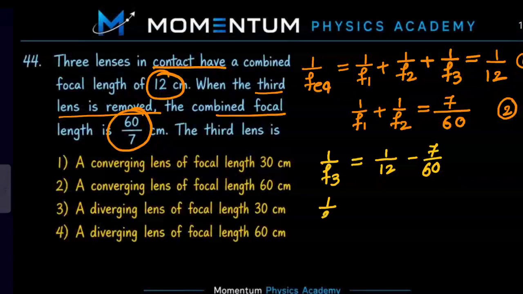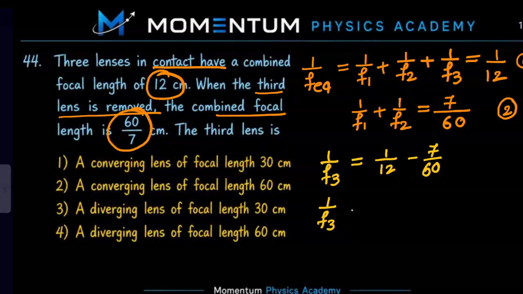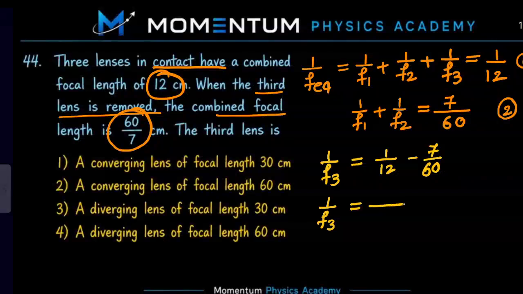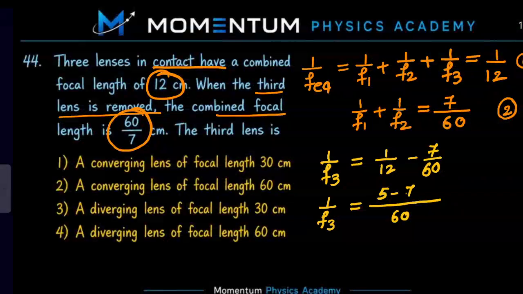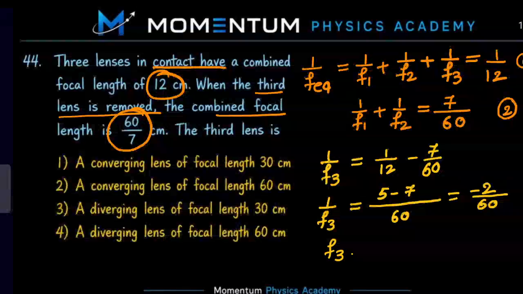Yes, sir. That is 1 by F3, which is equal to LCM. You can see now, how much the LCM is? 60 is LCM. So this is 5 minus 7 will come as what now? Minus 2 by 60. So that means how much this F3 will come, you tell me now? Minus 30.